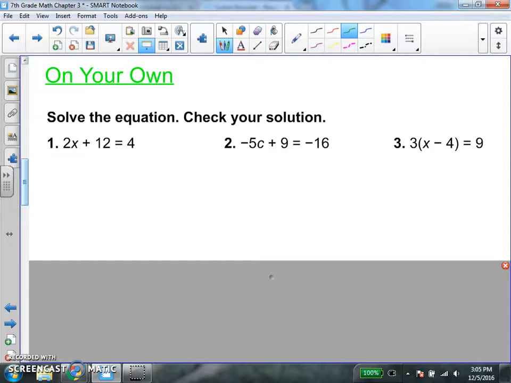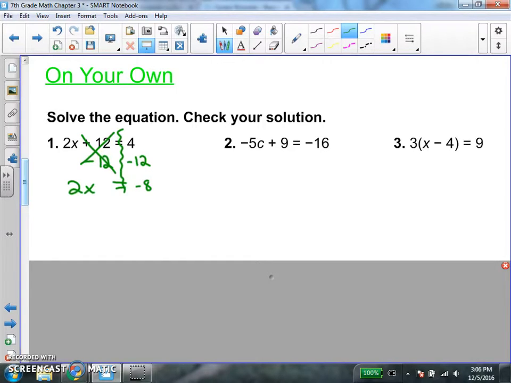Alright, I'm going to split this equation at the equal sign. I'm going to get rid of my constant. In this case, it's 12. I'm going to subtract 12 from each side. Undo this, because 12 minus 12 is 0. I'm left with 2x equals, and 4 minus 12 should give me negative 8.